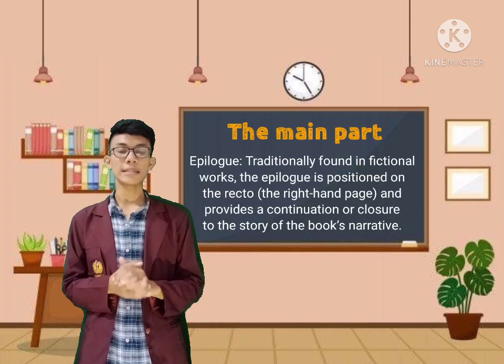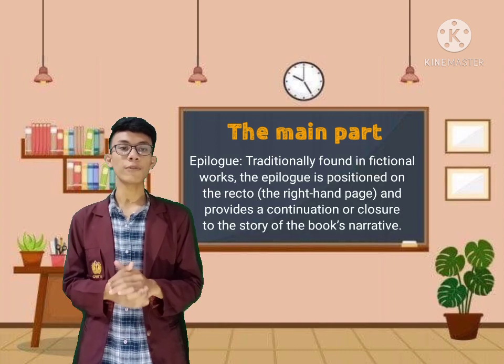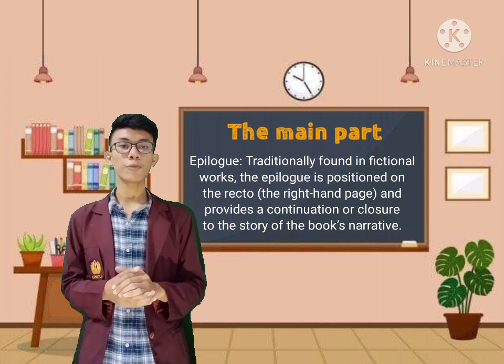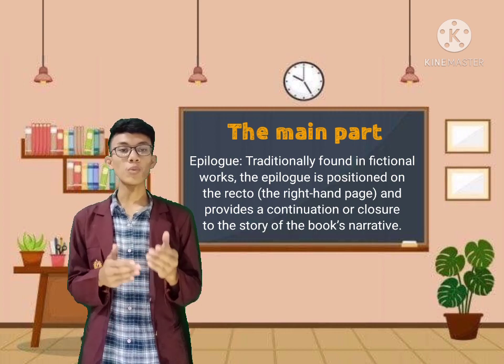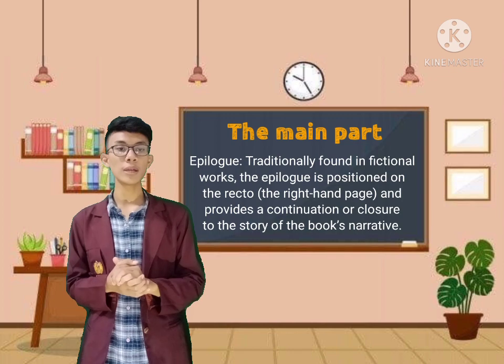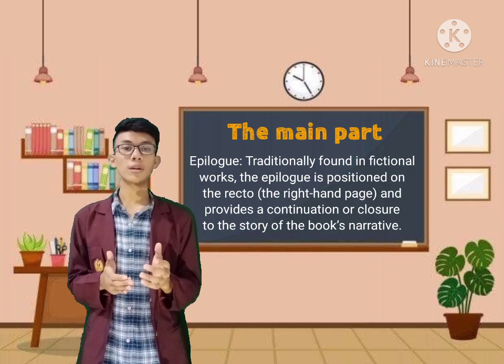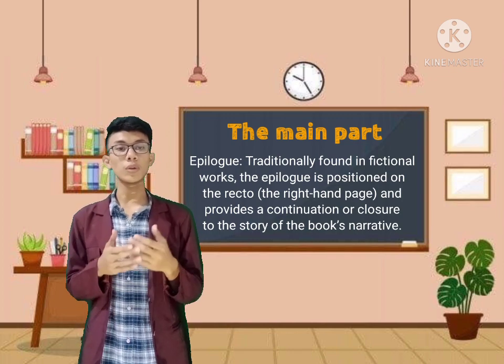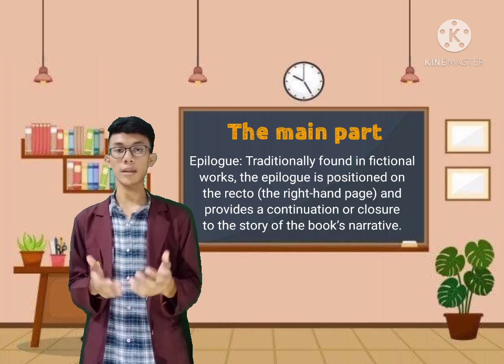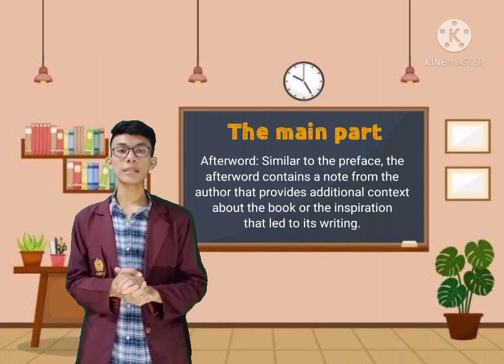The second one is the epilogue, traditionally found in fictional work. The epilogue is positioned on the recto, the right-hand page, and provides a continuation to bring closure to the story of the book's narrative. And the third one is the afterword.